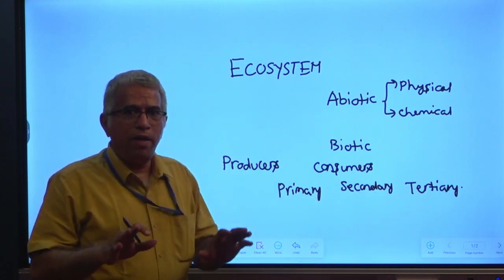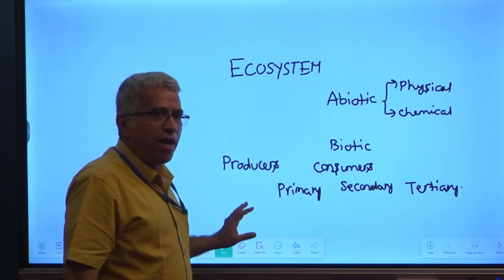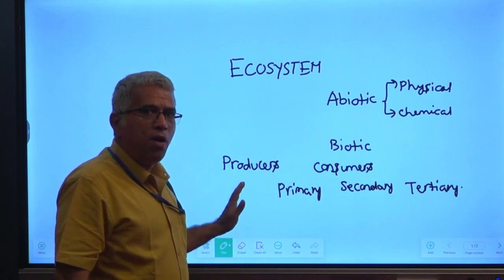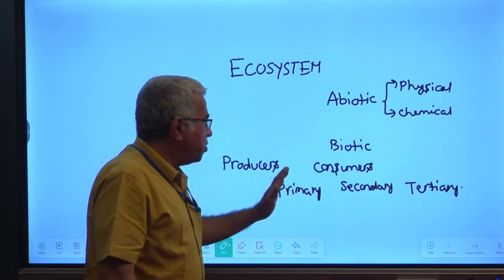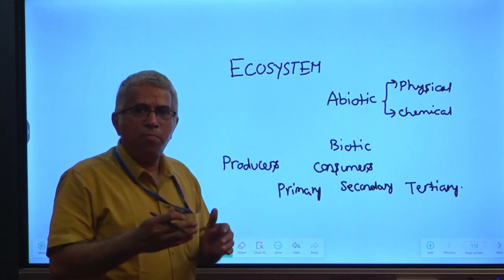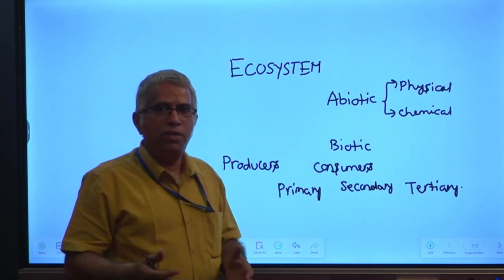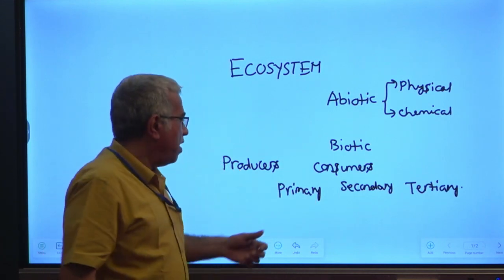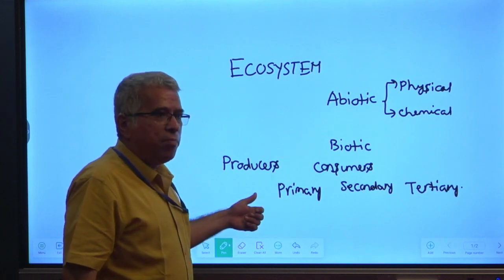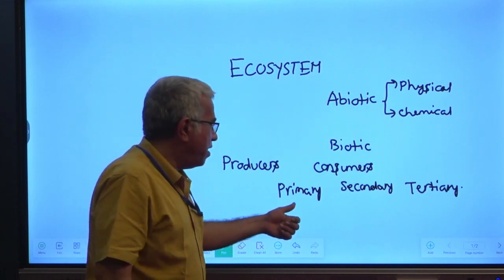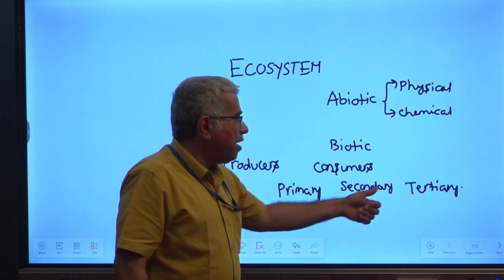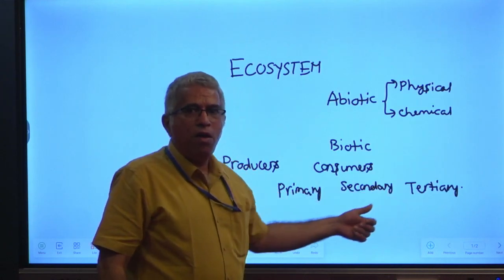So let me be very clear. Producers are represented by plants. They exhibit photosynthesis. They are autotrophs. Consumers, they depend on either plants or animals for their share of energy. And the primary consumers directly depend on plants, and these are the herbivores. Whereas secondary and tertiary consumers are carnivores.